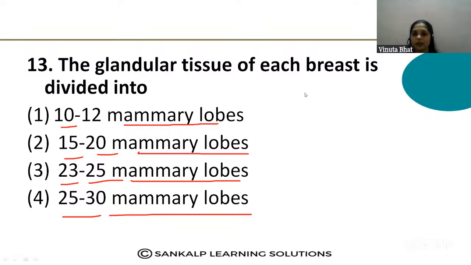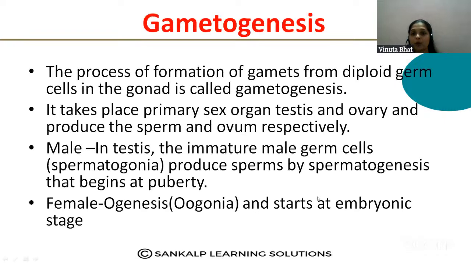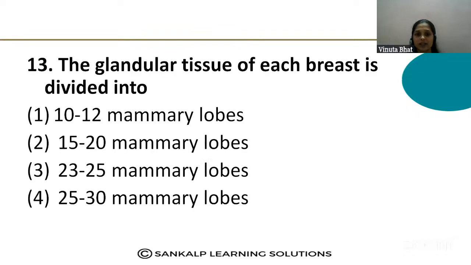Okay, so in today's topic we have studied about the male reproductive system and the female reproductive system. In the next topic we are going to study about gametogenesis, how the male gametes are produced, how the female gametes are produced. Spermatogenesis and oogenesis we are going to study in the next class.